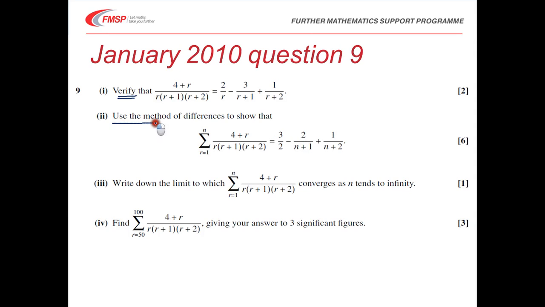Then it says use the method of differences, so you have to use that method, and obviously it's using what you've done in part 1. Then it says write down the limit to which it converges, so it's only worth 1 mark, so that should be really obvious. And then the last bit, take care that sum begins at 50.